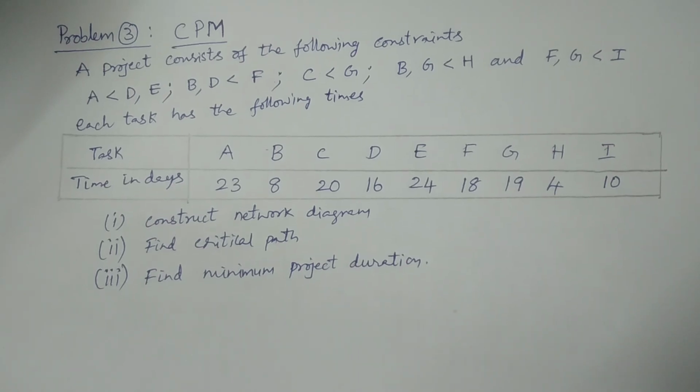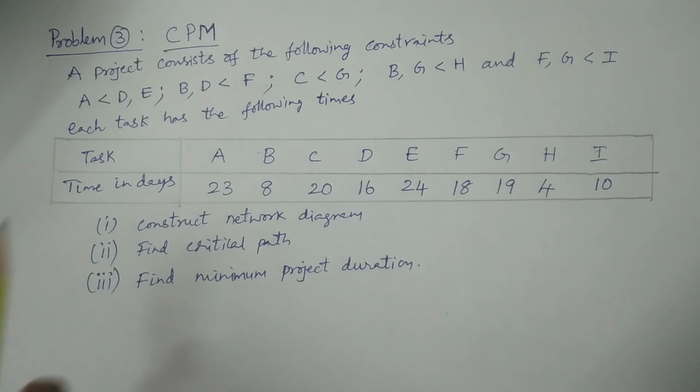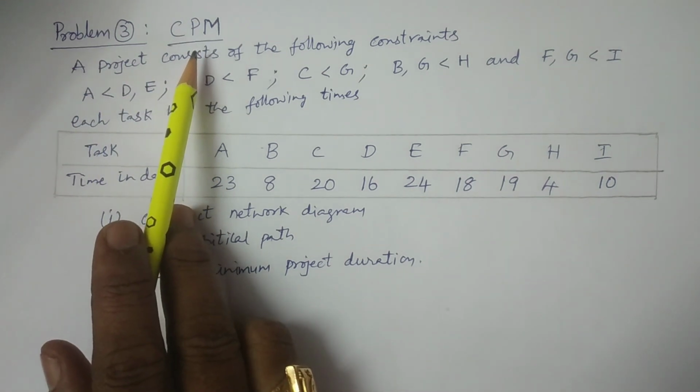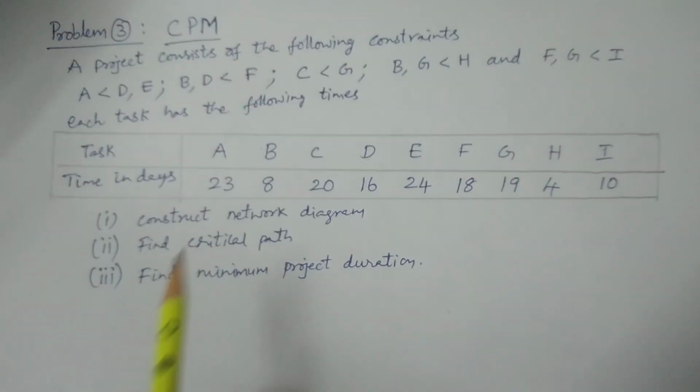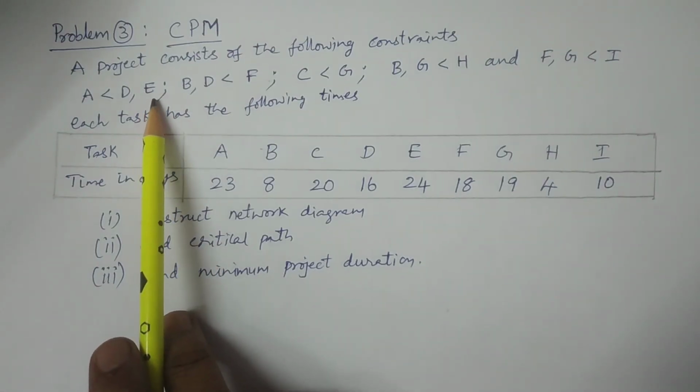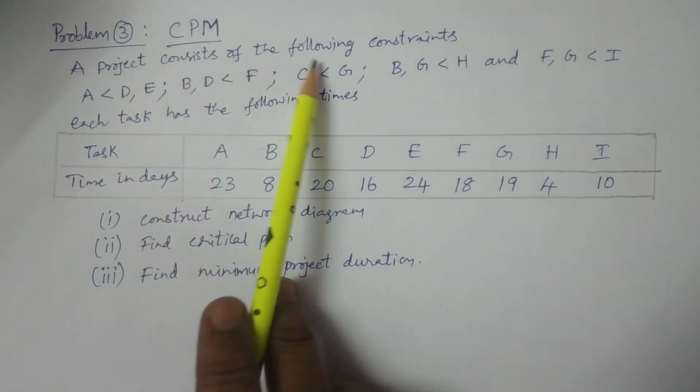In this lesson, I explain problem 3 of the critical path method. In the critical path method, I explain one more problem. You see here, this is another kind of problem. A project consists of the following constraints.